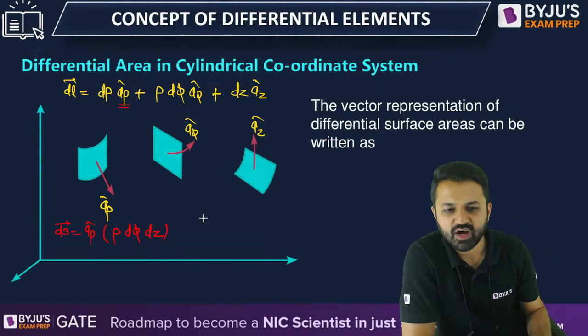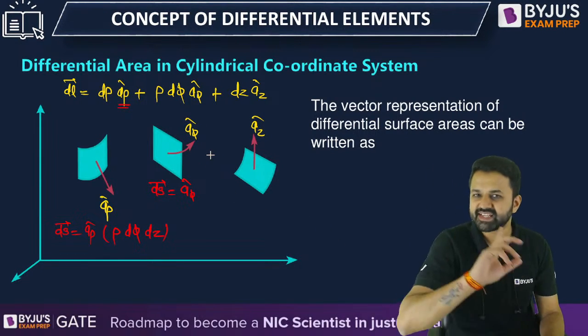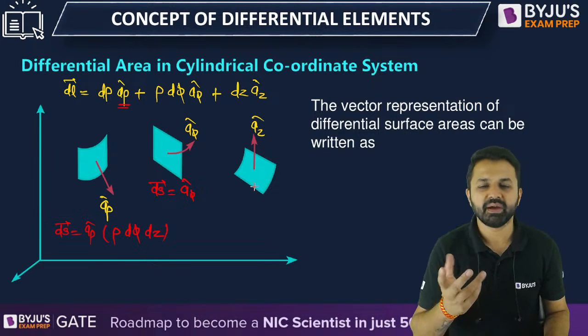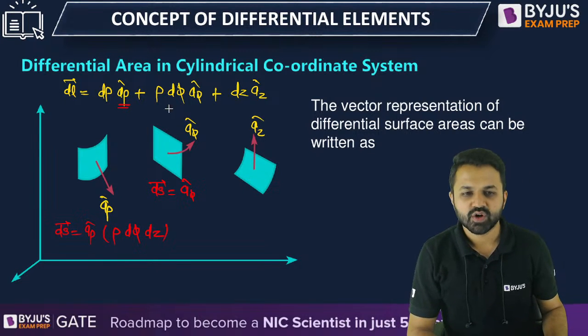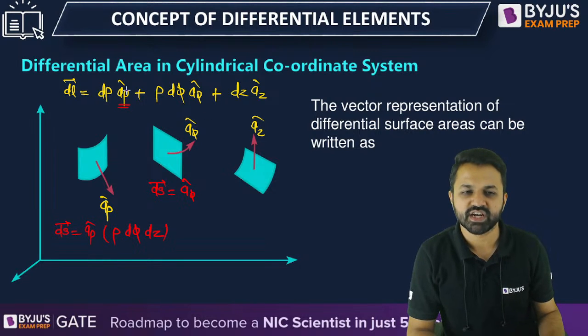Now, if you want to write the differential surface for the second diagram, because this surface has the direction phi, it may be positive, it may be negative. So if you are writing in the direction of phi, then multiply the coefficients of the other two. The other two vectors are a rho and a z, so the coefficients are d rho and dz.